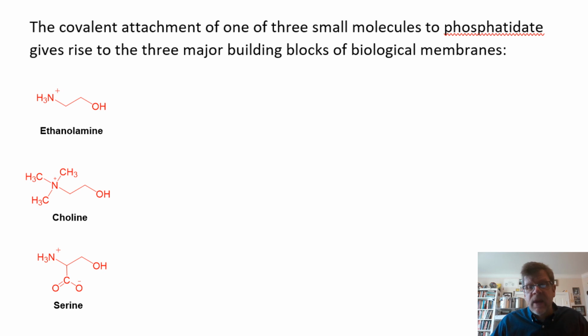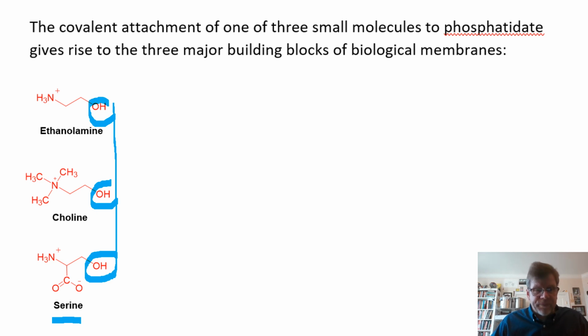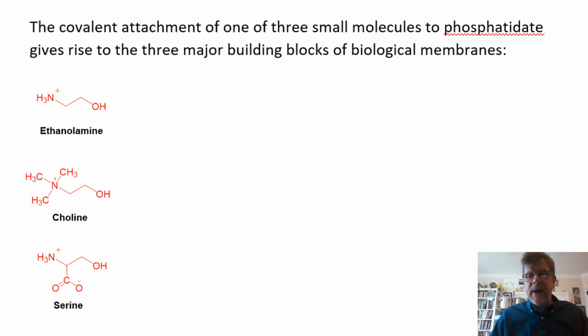Lastly, is actually one of our 20 amino acids, which we're going to look at when we talk about proteins, serine. Now notice all of these have a hydroxyl group right here, and all of them will be able to covalently bind to phosphatidate through that. Serine happens to be one of the amino acids which has a hydroxyl on it, just like choline, just like ethanolamine. So these are our 3 small molecules which we are going to covalently bind to phosphatidate to give our 3 major building blocks of biological membranes.